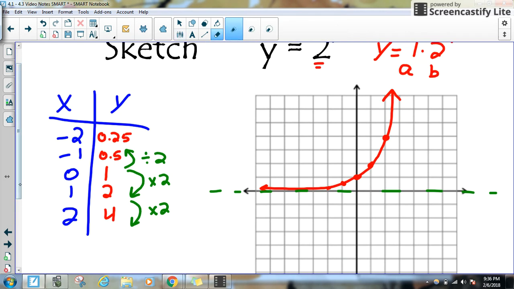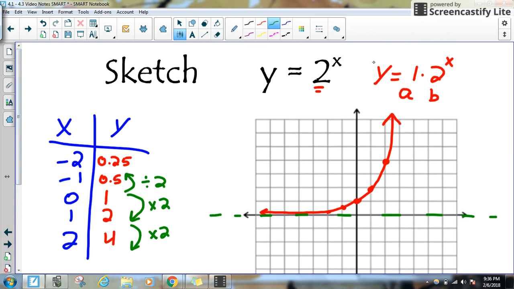So my suggestion is to always think about your exponential function in terms of initial and multiplier, and then you can really piece the graph together quite easily. Okay?